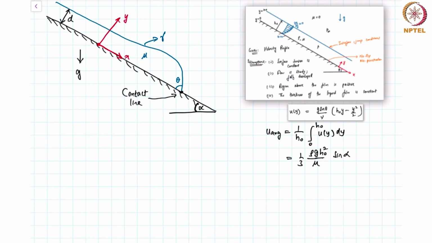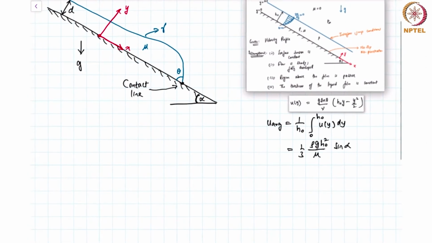So the component of gravity which is driving the flow is g sine alpha, and that's the driving force, and the retarding force is viscosity. So it's a balance of those two forces which will give rise to a steady state solution. Now, motivated by this average velocity, for our problem, we can choose a velocity capital U, which is given by rho g d square by mu sine alpha, as a characteristic velocity. Let this be the characteristic velocity.